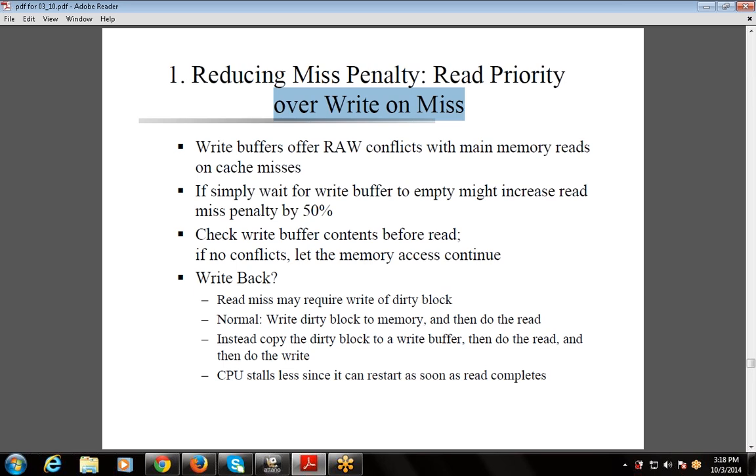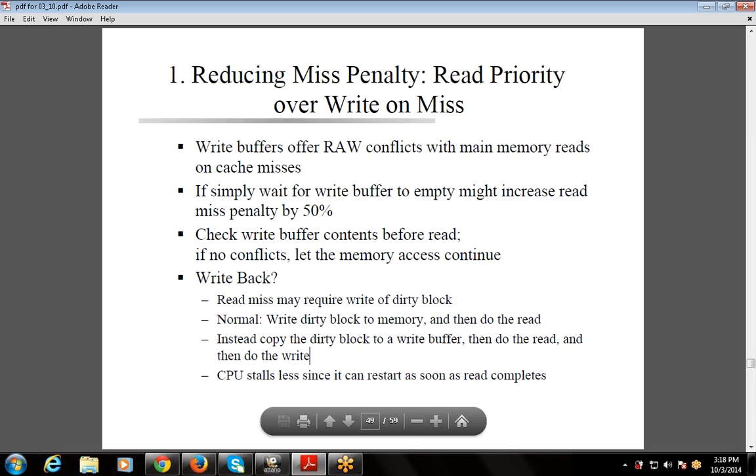Then what about write back? A read miss may require a write of a dirty block. In the normal case, write the dirty block to memory and then do the read. Instead, copy the dirty block to a write buffer, then do the read and then do the write. The CPU stalls less since it can restart as soon as the read completes.